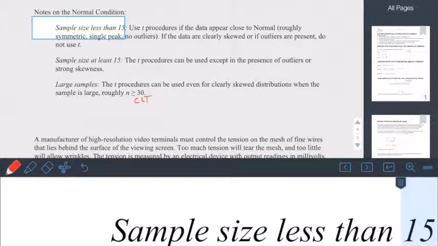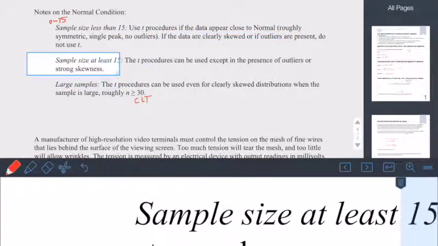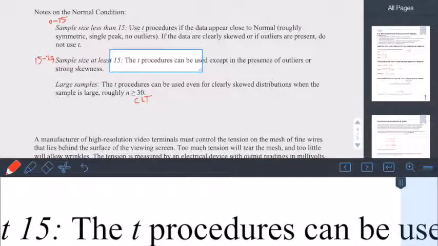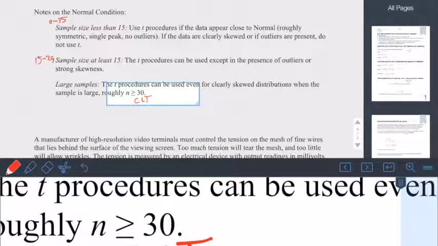Okay, so very small samples, from 0 to 15, we're looking for an approximately normal sample. From 15 to 29, we're looking for no outliers or strong skewness. We're still going to be okay. And then greater than or equal to 30, it's fine.